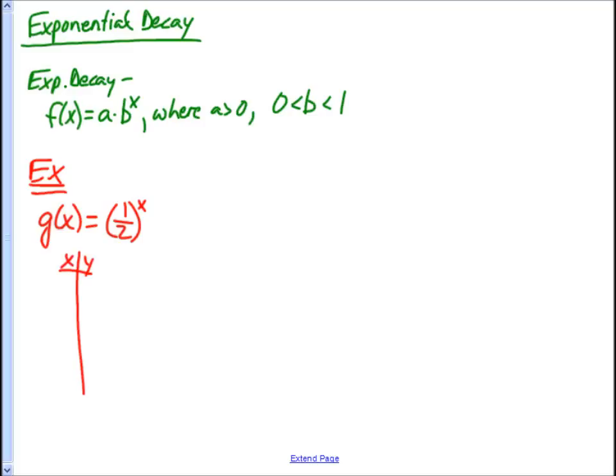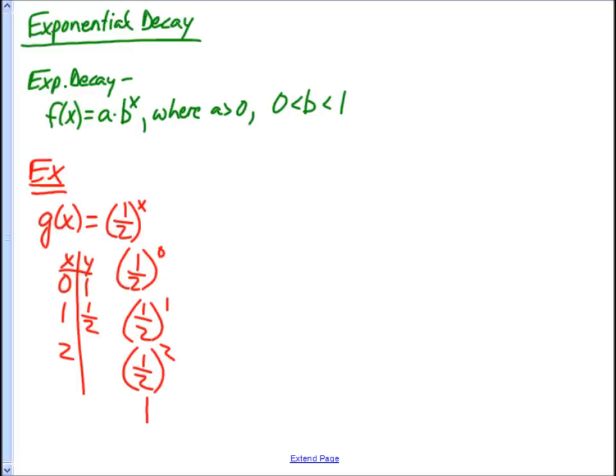We're going to plug some points in. 1 half to the 0 power. Of course, anything to the 0 power is 1. Let's plug 1 in. 1 half to the 1 power is 1 half. Let's plug 2 in. 1 half squared is 1 squared over 2 squared, so 1/4. Let's plug in 3. 1 half cubed is 1 cubed over 2 cubed, so 1/8. 4 would be 1/16, and so on.